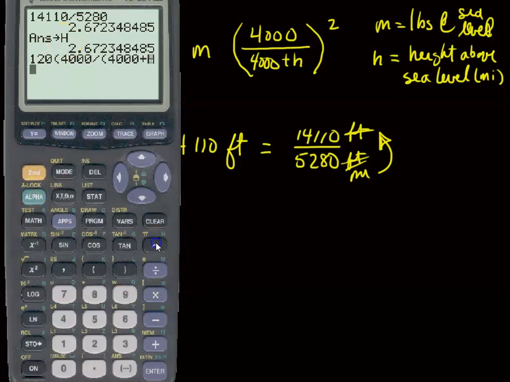We can use the H, which is what I'm going to do, or you could use that second ANS, which also holds the value we just calculated, the 2.67. But that's the denominator that I've got to close, and then I've got to close the parentheses here. So I need parentheses around that, and then square this thing and press enter. So I get 119.84. So that's your weight.